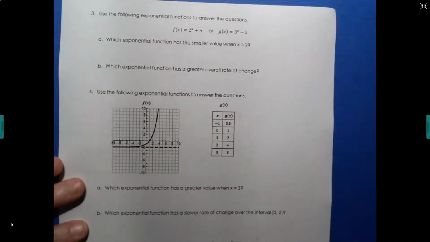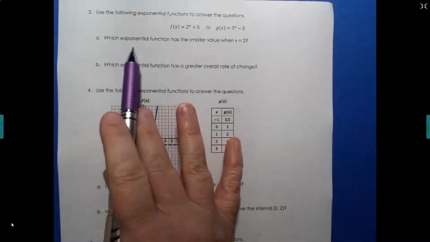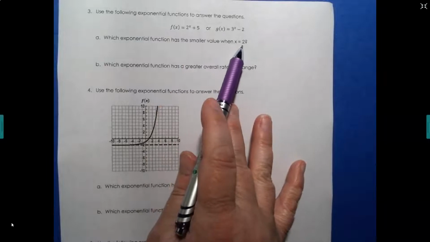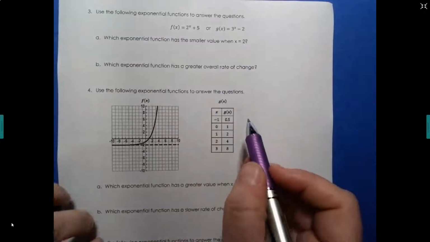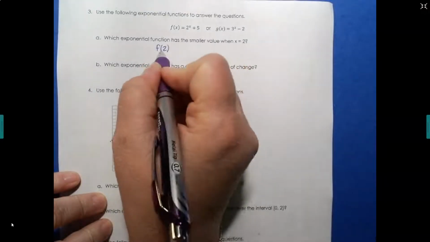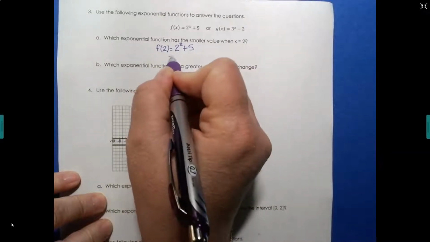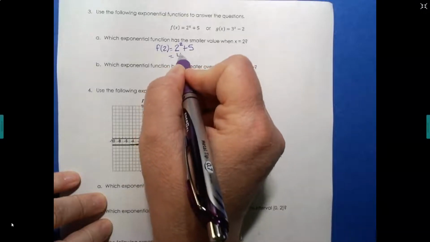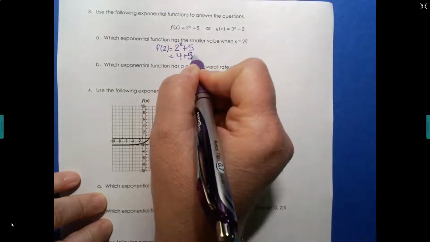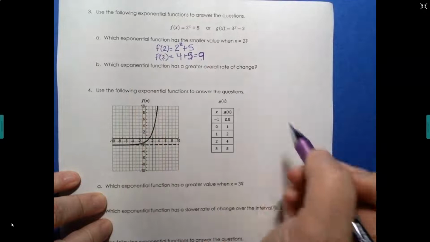All right, let's go ahead and try on the back. Number 3, I'm giving you 2 equations, and I'm asking you a couple different questions here. First, I want to know which exponential function has a smaller value when x equals 2. So what they want you to do is plug that number in for x. So if f of x, if x is 2, you're going to have 2 squared plus 5. Well, 2 squared is 4 plus 5 equals 9. So if x is 2, y is 9.